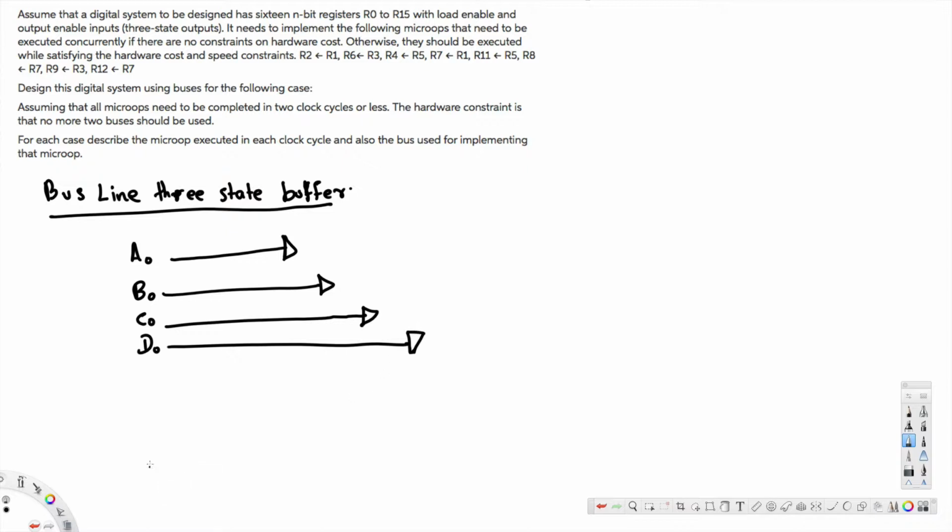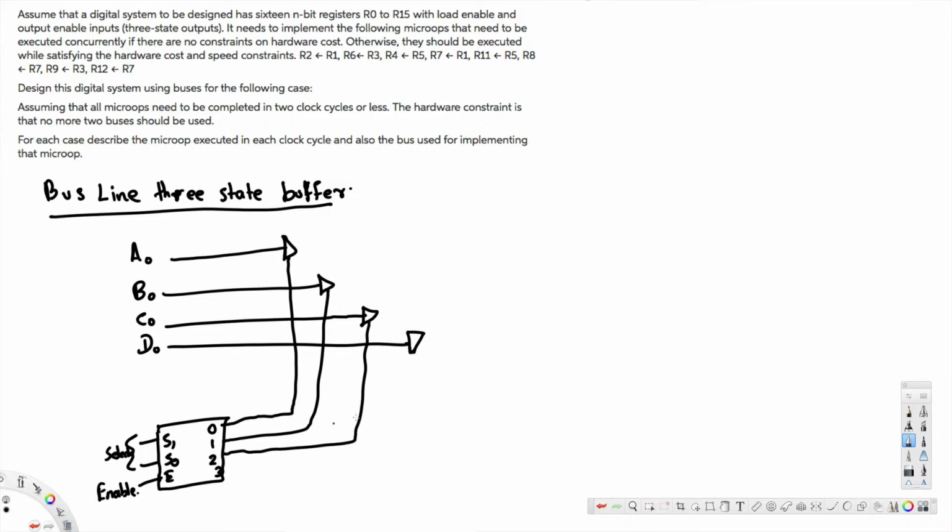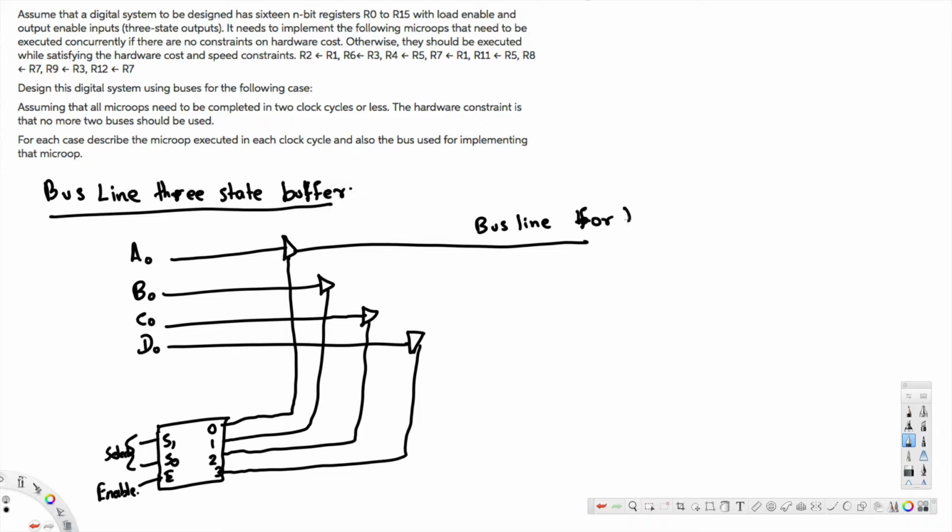And here we will have a multiplexer with S1, S0, enable, and here we have 0, 1, 2, 3. These two are select, and this one is enable. Now this one is connected to 0, this one to 1, this one to 2, this one to 3, and all of them are connected to bus line bit 0. The bus line bit 0 comes from the first one, bus line for bit 0, and we connect all of them here. And that's the design. Now let's go ahead and explain the design.